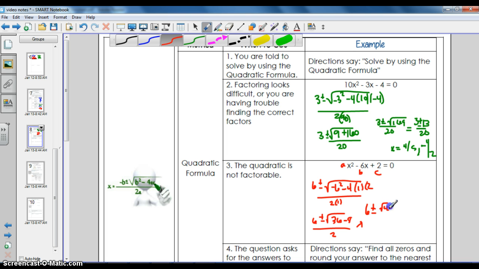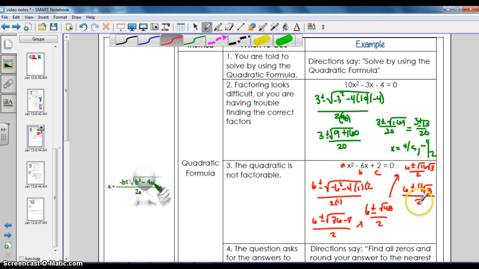Square root of 48. So simplifying that, we could break down the 48 as 16 and 3. So we wind up with 6 plus or minus the square root of 16, square root of 3, over 2. So the 16 becomes a 4.